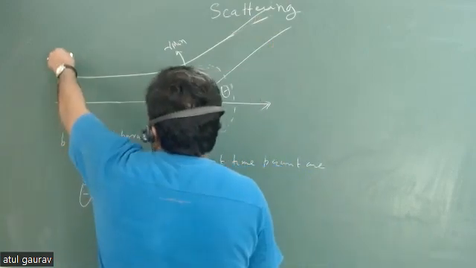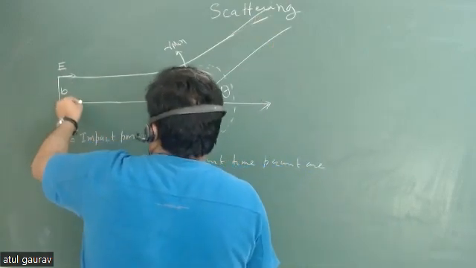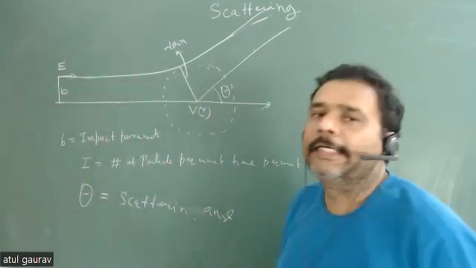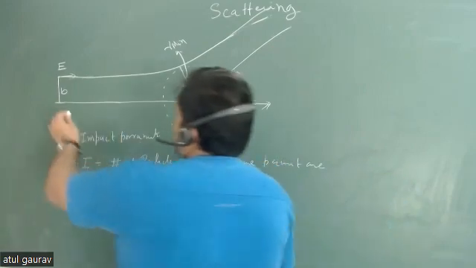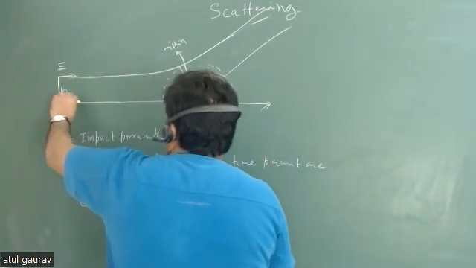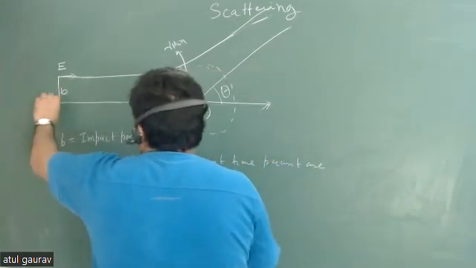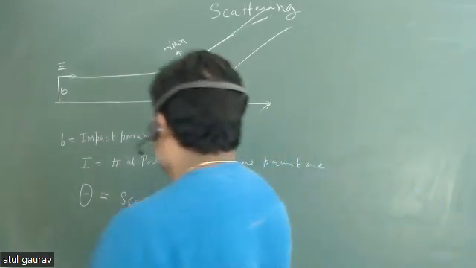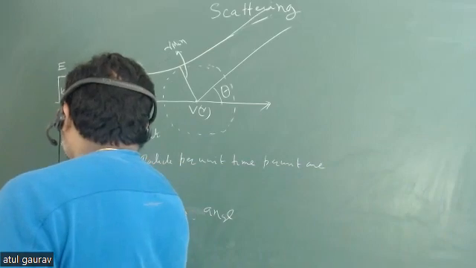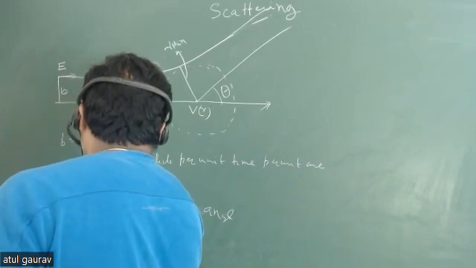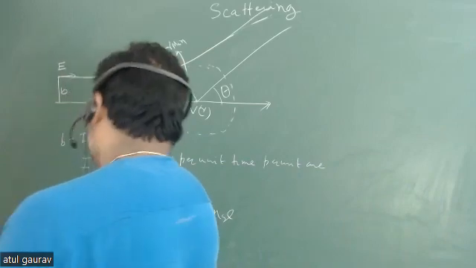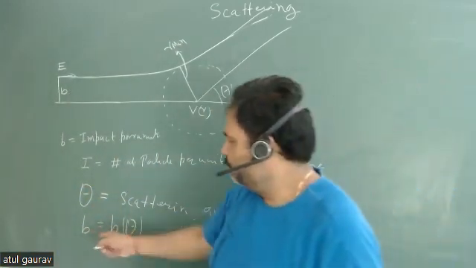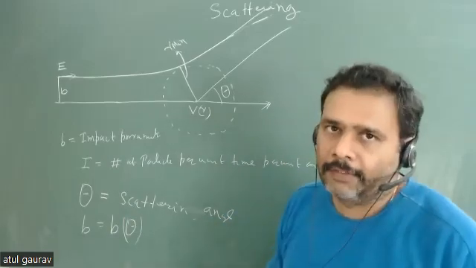If I am going to change the value of b, then obviously the scattering angle is going to change. Suppose I am just sending the particle from here, then obviously this will go back, something like this. So you know that this b has to be a function of scattering angle theta. This is the whole idea.